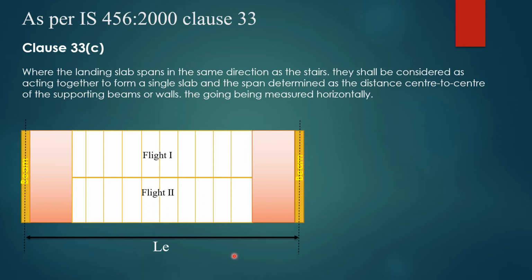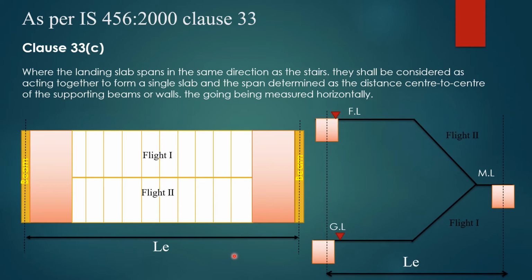Let us see it in the elevation view. This is the elevation view. This is the first floor, ground floor, and the mid landing, flight 1 and flight 2. So flight 1 and flight 2, we need to consider it as a single slab. So beam is present here, here, and here. So this will give the effective length.